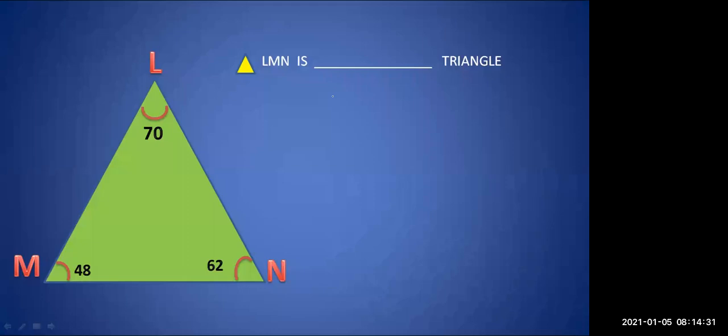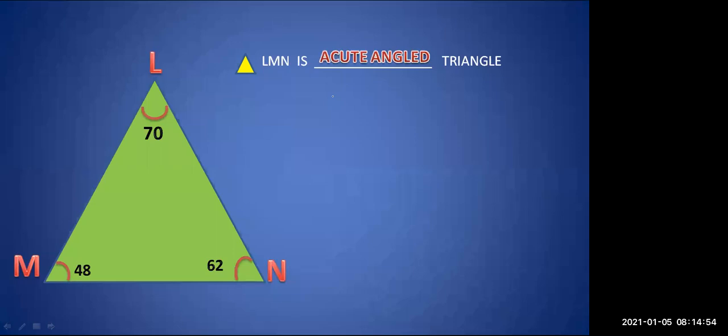So we will call it an acute angled triangle, because all the angles, that is 70 degrees, 48 degrees, 62 degrees, all the angles of this triangle are less than 90 degrees. So this triangle LMN is an acute angled triangle. Very good. Very nice answers.